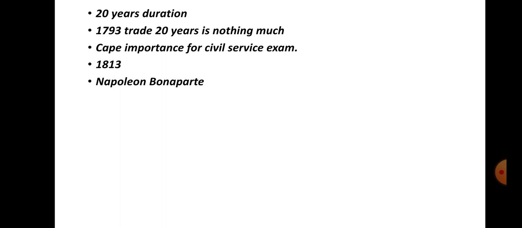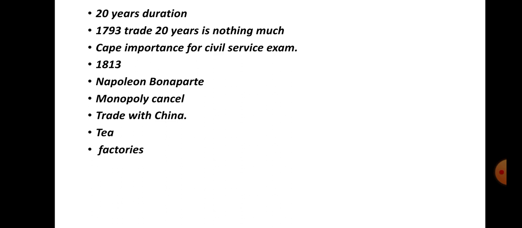Then we have 1813. What happened in 1813? Napoleon Bonaparte, France. In France, he became the most popular person. So what he did, he told the English, that is the Britishers, not to come and not to do business with any of his friends' companies. So he cancelled the monopoly of the Britishers, and then he allowed trade with China and the tea business. Because Napoleon's influence was rising, he informed everyone that those who give company to the Britishers are not going to work with him. He was the superior person during that time, so no one would go against him. So because of that, the Britishers had only one choice. What is that? That is factories.